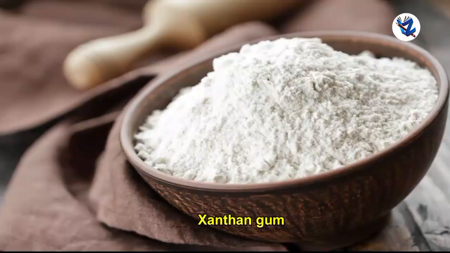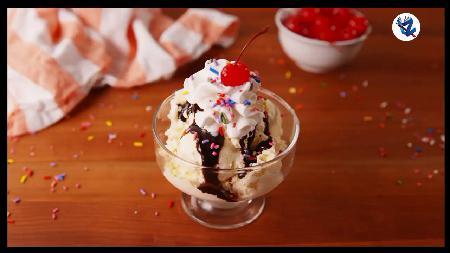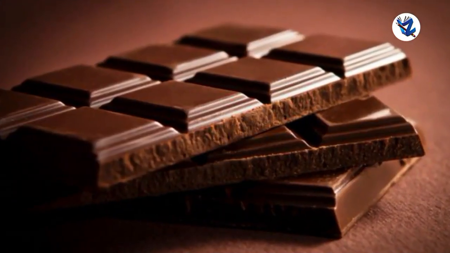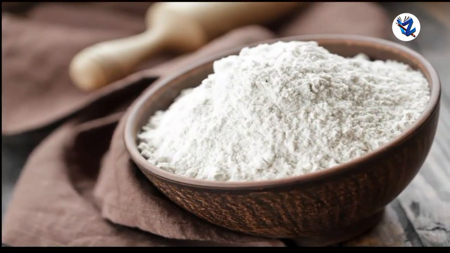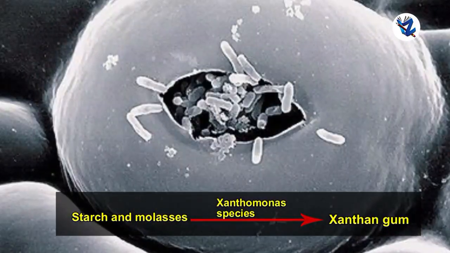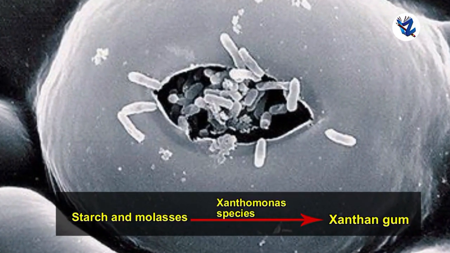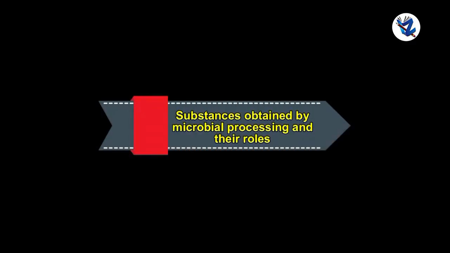Do you know that xanthan gum imparts thickness to your favorite ice cream, pudding, chocolate, etc.? And this gum is obtained by fermentation of starch and molasses with the help of Xanthomonas species. Now these are the substances obtained by microbial processing and their roles.